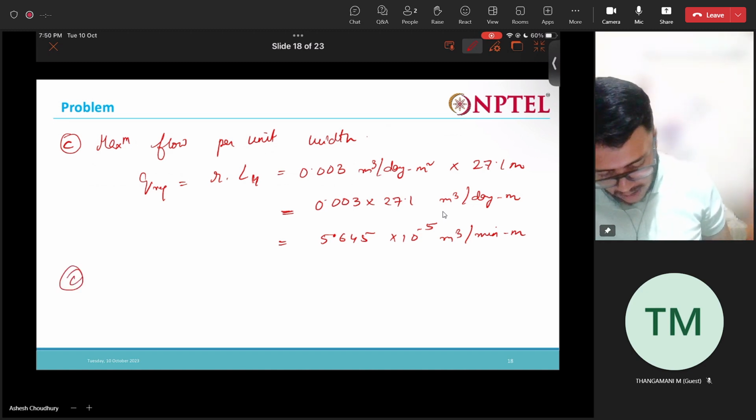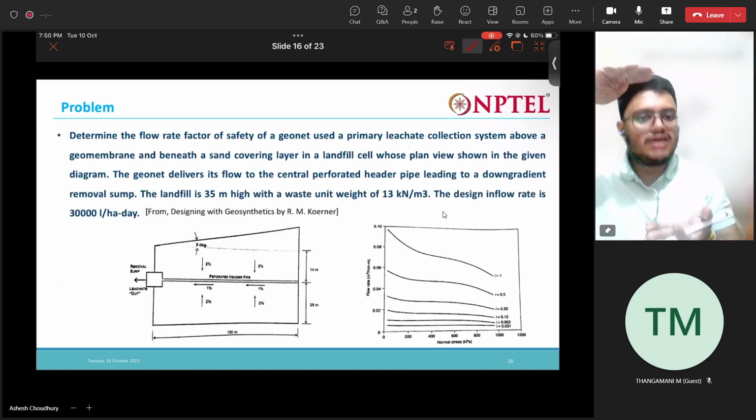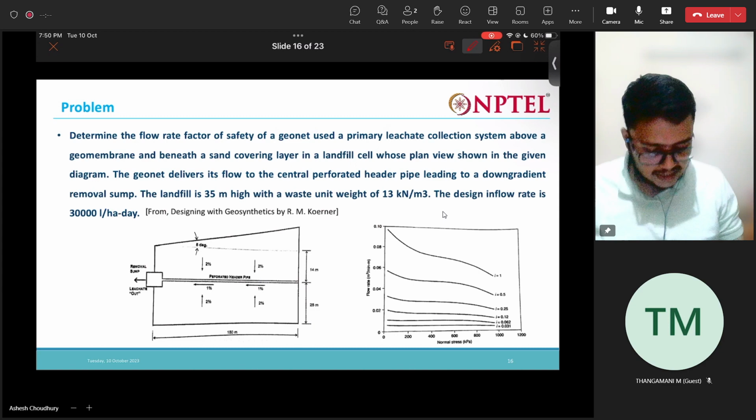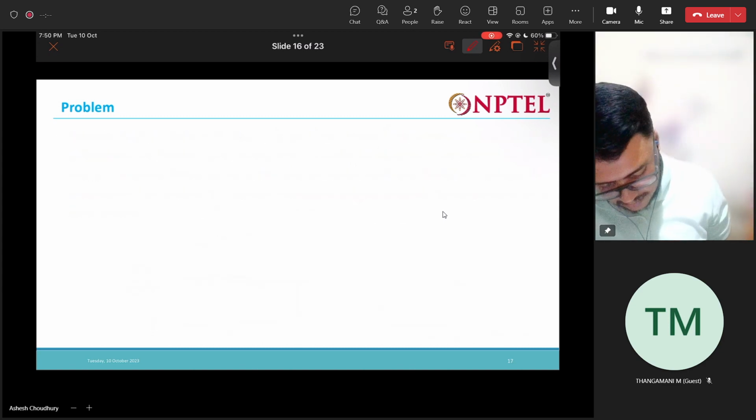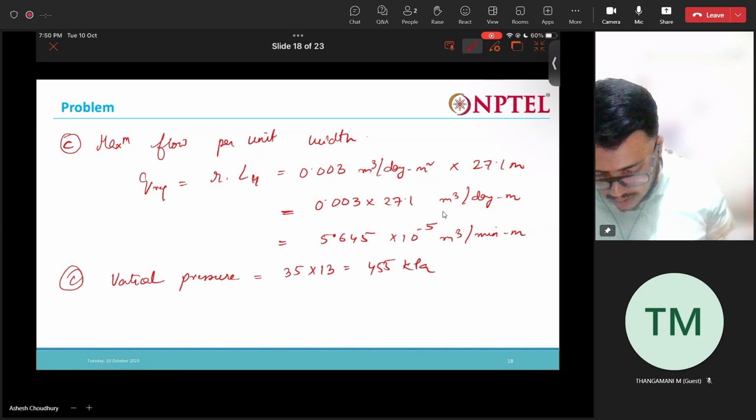Now vertical pressure. What is the vertical pressure that will be coming on the geonet? 35 meter high waste. So 35 into unit weight of the waste, 35 into 13, so corresponding to 455 kPa. And what is the gradient?